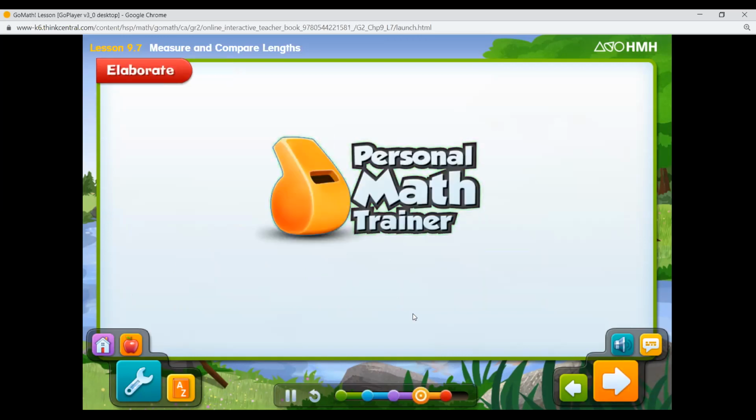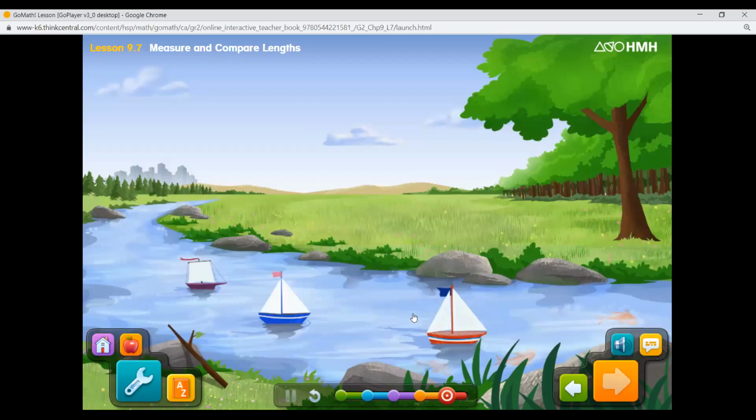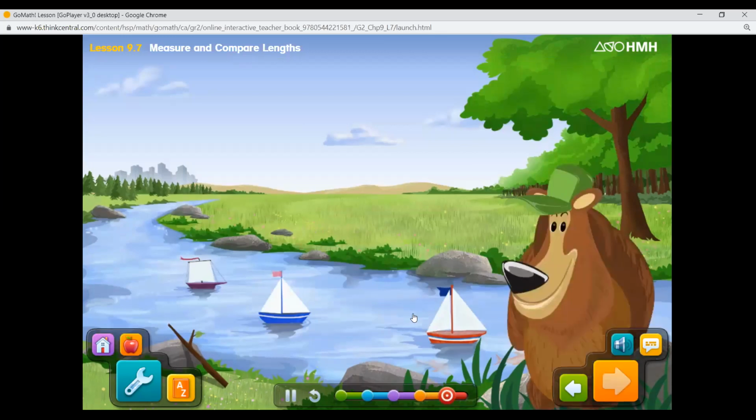Now let's practice with the... Now try your homework on... Thanks for helping me figure out how much longer the yarn was than the crayon. See you soon!